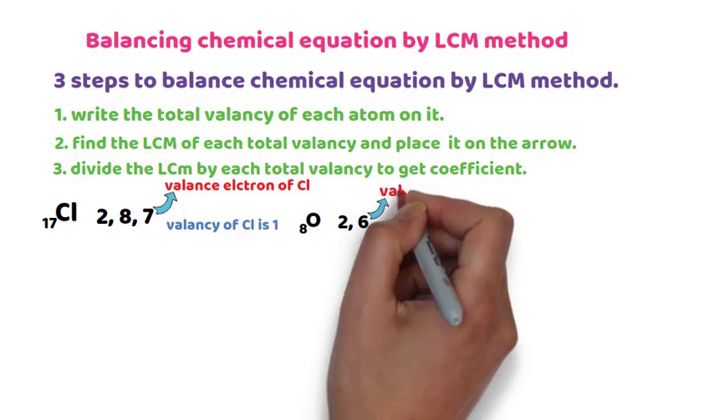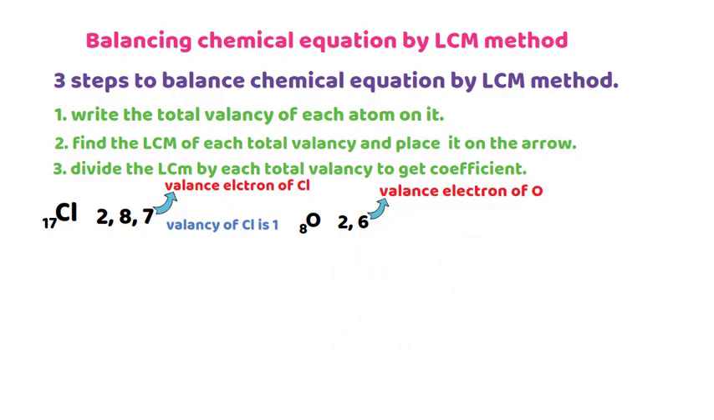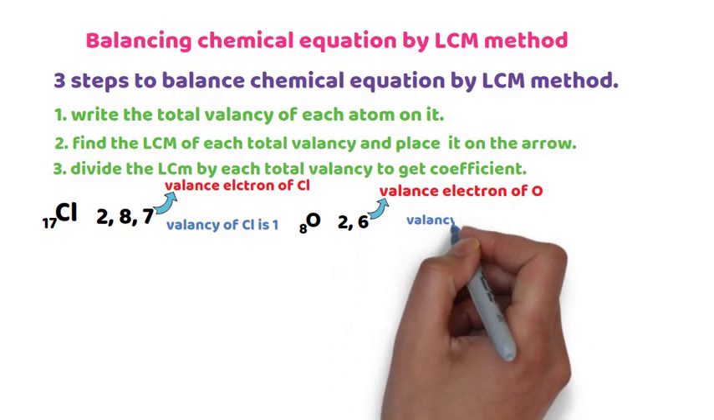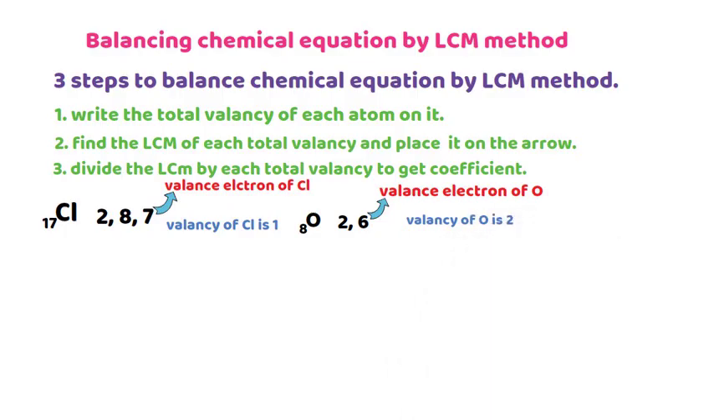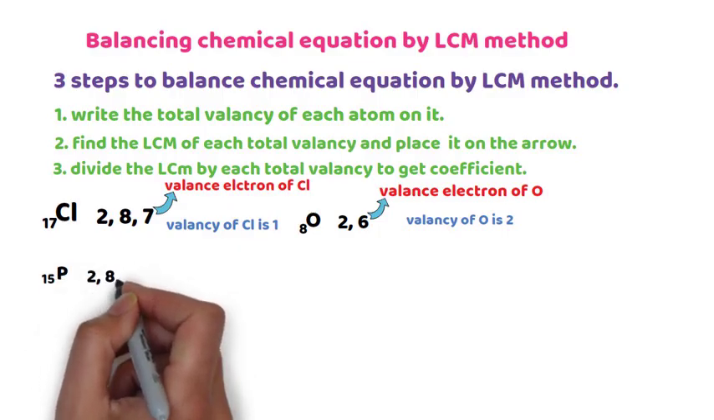Oxygen, its atomic number is 8. Its electron configuration is 2, 6. The valence electron of oxygen is 6, and the balance of oxygen is 2. This means that oxygen needs 2 electrons to attain 8 electrons in the outermost shell.